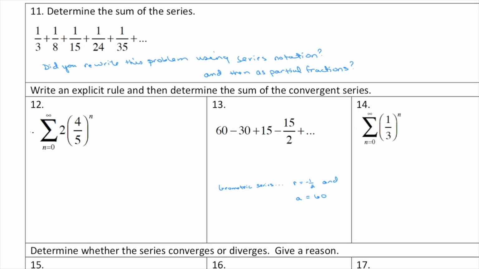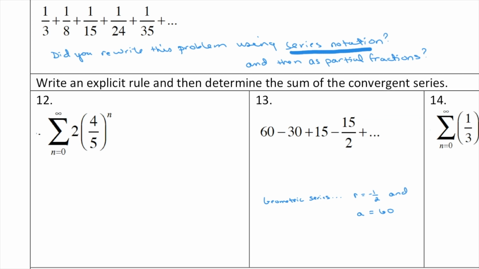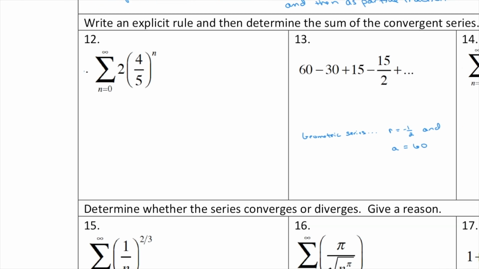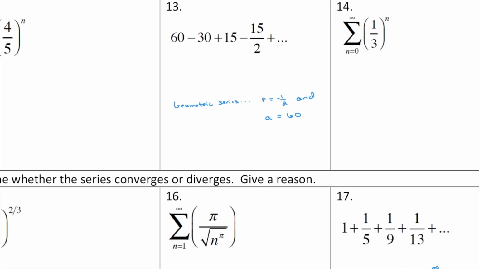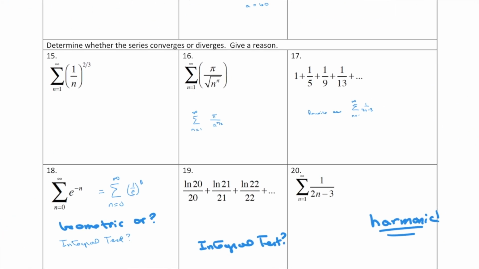For question 11, did you rewrite your problem using series notation? Because if you did, you may have recognized that you need to write this problem using partial fractions because it is a telescoping series. Number 13, you should probably rewrite this problem as well. It is a geometric series. Then let's take a look.